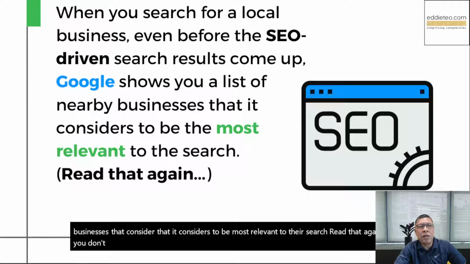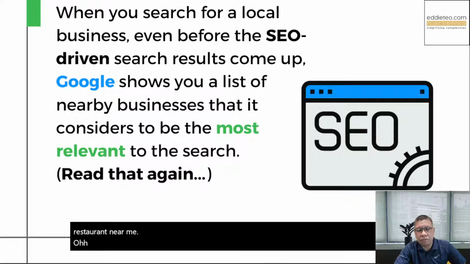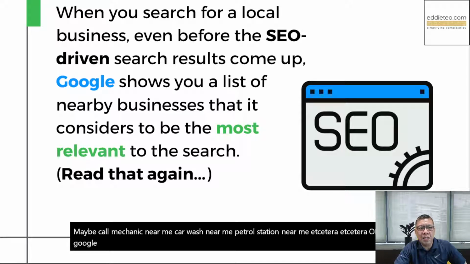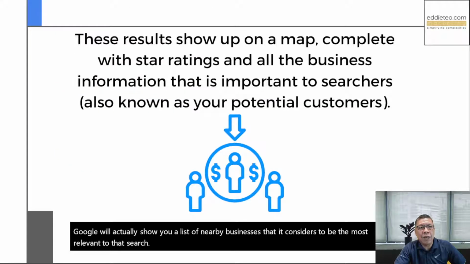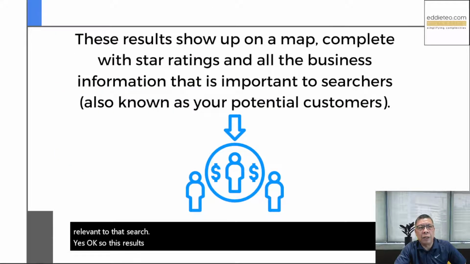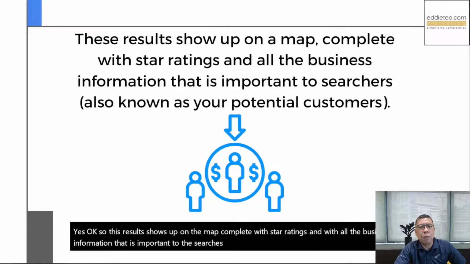Okay, so when you search for a local business, for example restaurant near me, or maybe car mechanic near me, car wash near me, petrol station near me, etc., Google will actually show you a list of nearby businesses that it considers to be the most relevant to that search. This result shows up on a map, complete with star ratings and all the business information that is important to the searchers, also known as your potential customers.